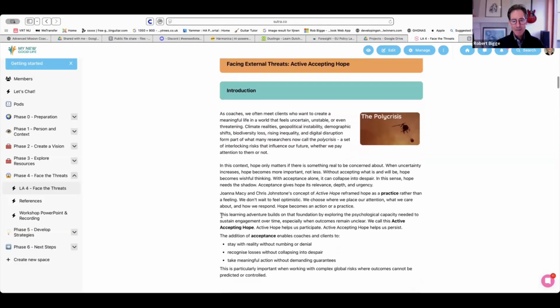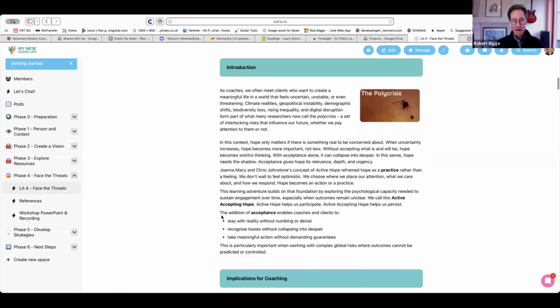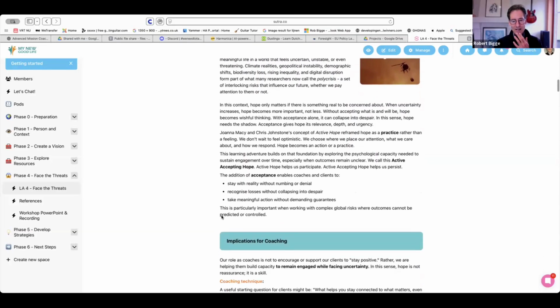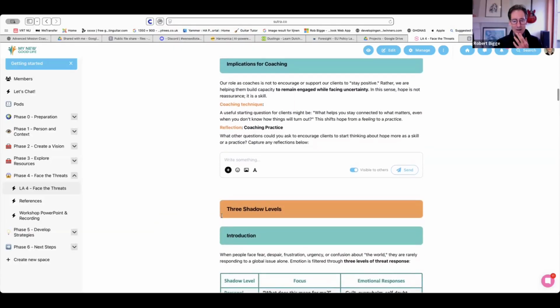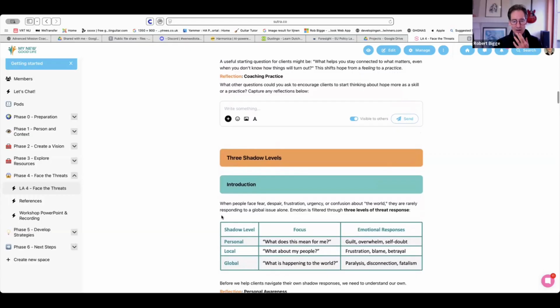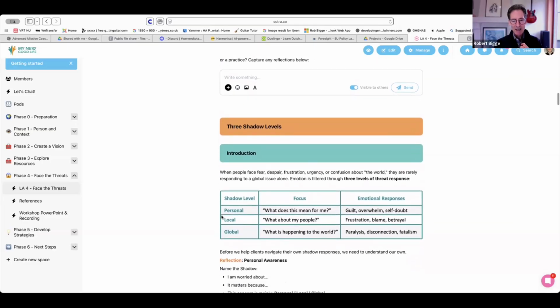Acceptance enables coaches to stay with reality rather than numbing out or denying it, recognizing losses without collapsing into despair, and taking meaningful action without demanding guarantees. So as I say, there's a bit of a twist on active hope. And so we look at the implications for coaching. We introduce the 3 shadow levels, personal, local, and global. So the global shadows can show up personally, locally, and globally. So we explore those a little bit more.